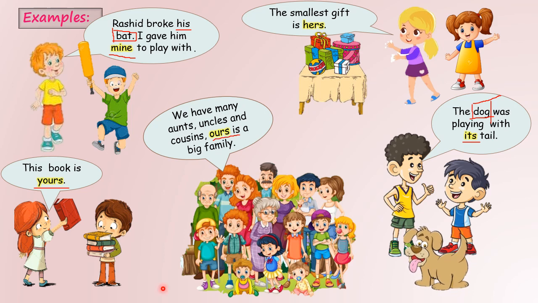The smallest gift is hers. So children, again, hers is what? Possessive pronoun, as it is falling at the end of the sentence and it is ending with S. Is it clear, children? I am repeating again. Possessive adjective falls before noun as it describes noun. Is it clear? And it always describes noun and it falls before noun, children.